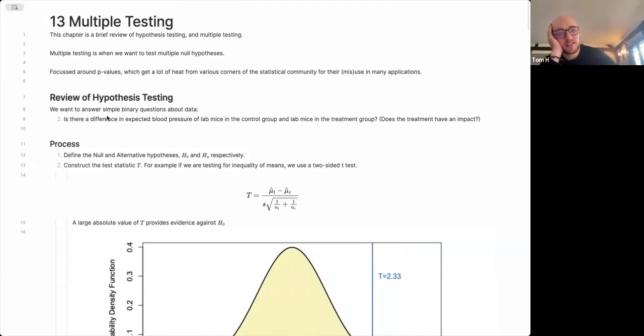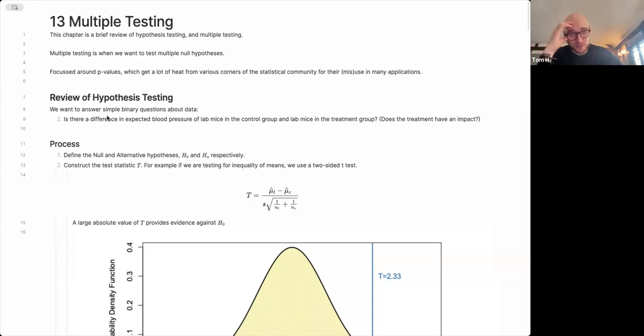Hypothesis testing is used when we want to answer simple binary, yes/no questions about data. It gives an example: is there a difference in expected blood pressure of lab mice in the control group and expected blood pressure of lab mice in the treatment group? So does this treatment, whatever it was, have an impact? Does it change the mean blood pressure either way, up or down?